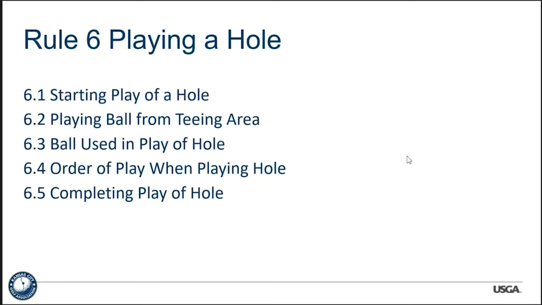All right. Let's move on to playing a hole now. Like I said, I really like how these rules are divided up. We talked about the general playing of a round, what goes on, practice, and all that good stuff. But now let's talk about actually playing a hole. We'll talk about starting the play of the hole, and then the teeing area rules, which are very interesting and changed. A lot of different situations can happen there. We'll talk about the ball used in the play of the hole, substitutions a little bit deeper as well, order of play, and then when the hole is done.